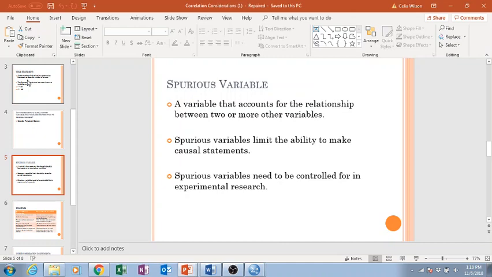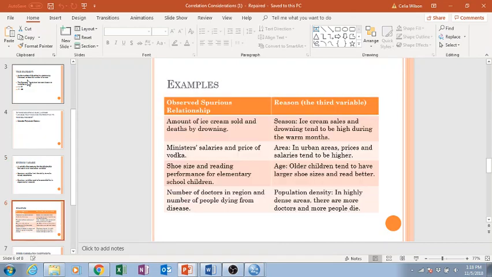All right, so here are just a few other examples of spurious variables, kind of fun to look at. If you look on the left, the observed relationship was the amount of ice cream sold and deaths by drowning, right? So strong correlation there. As ice cream sold goes up, so does death by drowning. But the spurious variable there was warm months, the season. In the summer, you have more ice cream sold and you have more deaths by drowning. So, I know, it's kind of silly, but funny.